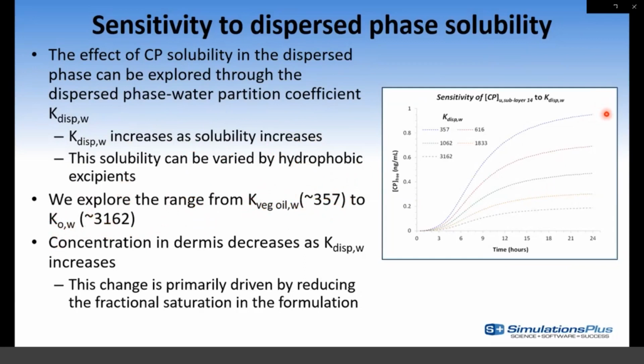So as you can see here, the local concentration in the dermis is going to decrease as the dispersed phase partition coefficient and the dispersed phase solubility increase. And the reason for this is going to be similar to the issue with changing the dispersed phase volume fraction. As this partition coefficient increases, the fraction of saturation in the formulation is reduced, and then in turn that's going to reduce the transdermal flux.